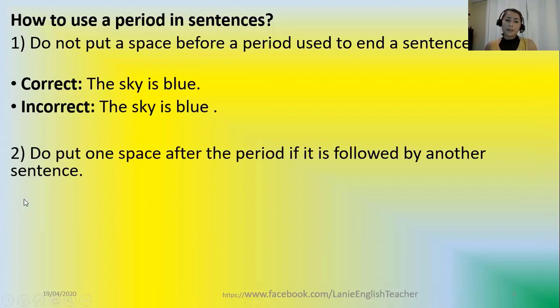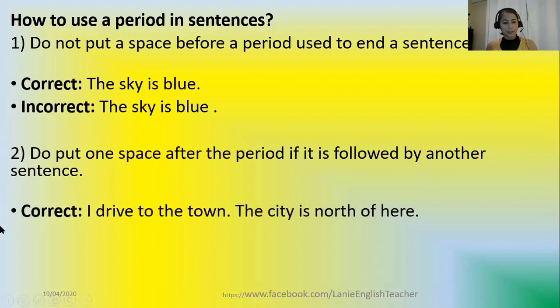Now, number two, do put one space after the period if it is followed by another sentence. Let's have a look at this example. This is the correct one. I drive to the town. And we leave a space before another sentence. The city is north of here.